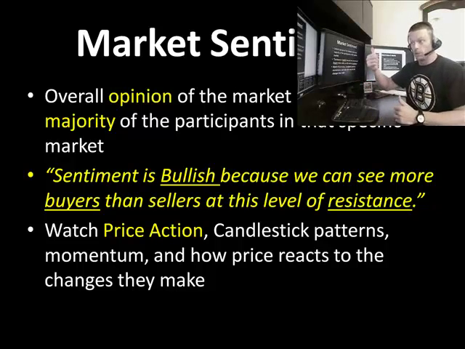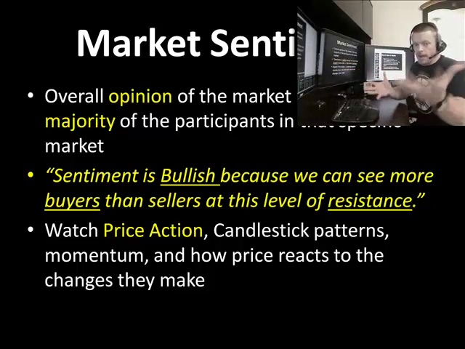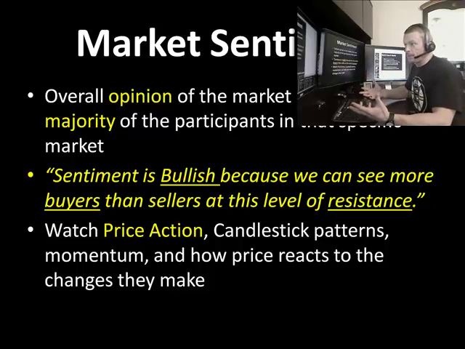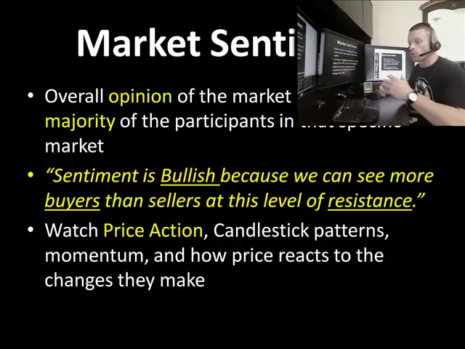Is the sentiment bullish, bearish, right? Maybe sentiment is flat. In other words, guys, you may hear me say sentiment is bullish because we can see more buyers than sellers at this level of resistance. You may hear me say sentiment is very bearish, right, because we see more sellers. So in other words, it's the broad opinion of the market.